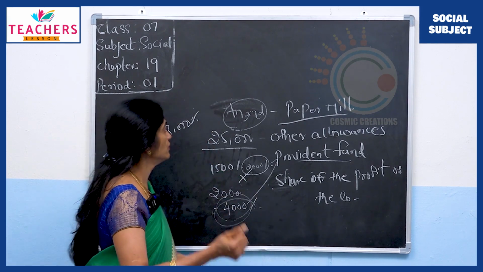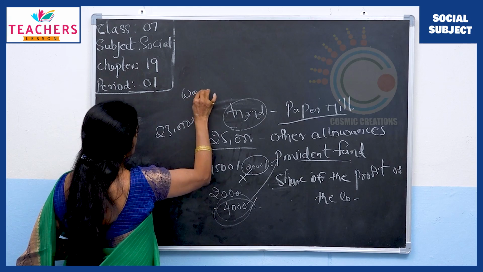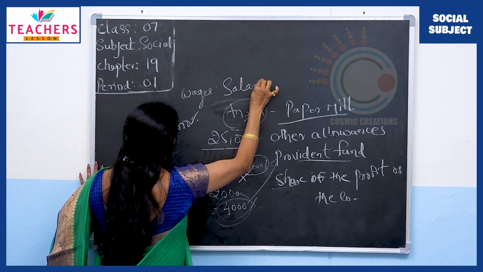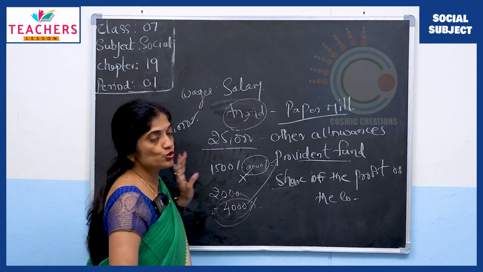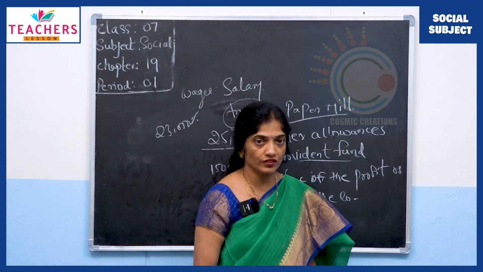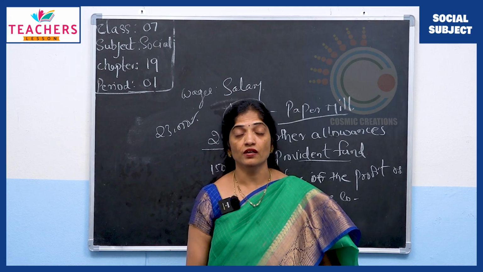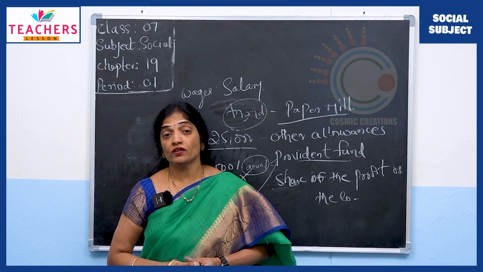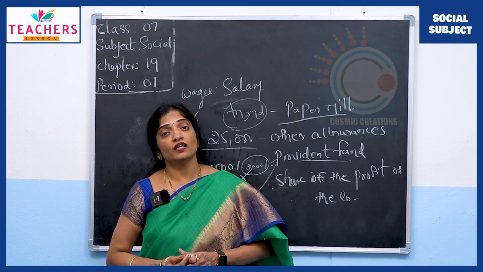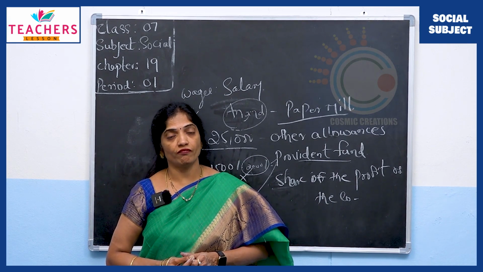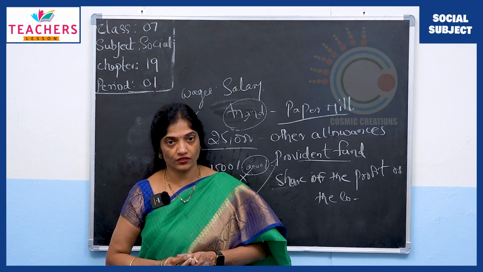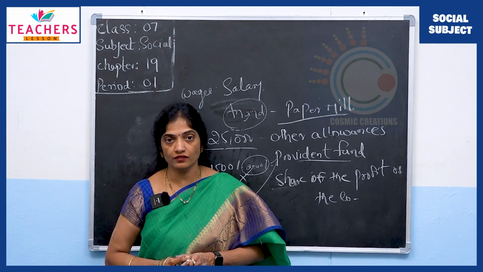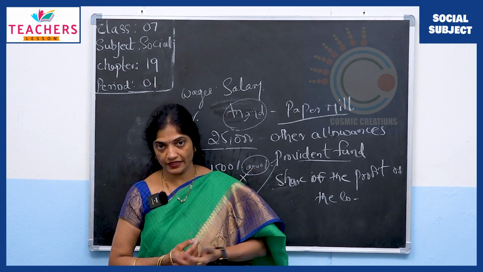These two are working in the same factory, the paper mill factory, and they were appointed for less wages. Wages means nothing but, a number of times we discussed this, the meaning of wages. What is the meaning of wages? Salary. Nothing but salary. Okay. So two more workers are also working in the same paper mill factory where they were appointed for less salary. Whatever the benefits, whatever the allowances, whatever the provident fund and share in the profit of the company is gained or secured by Anand, these two workers are not getting.